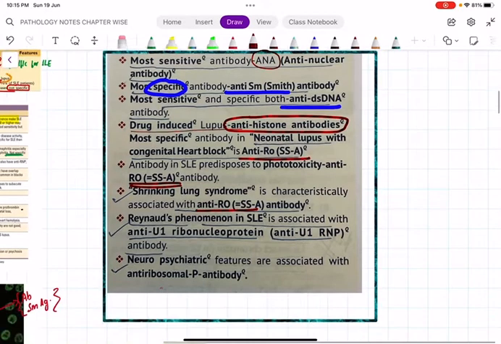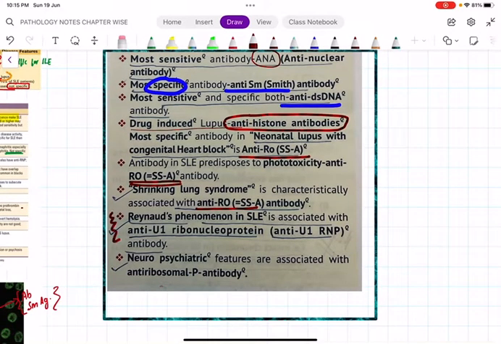Then suppose the SLE is associated with Raynaud's phenomenon. You know what Raynaud's phenomenon is: there will be vasoconstriction of the small arterioles present in the palms and digits. So this is associated with the anti-U1 ribonucleoprotein.